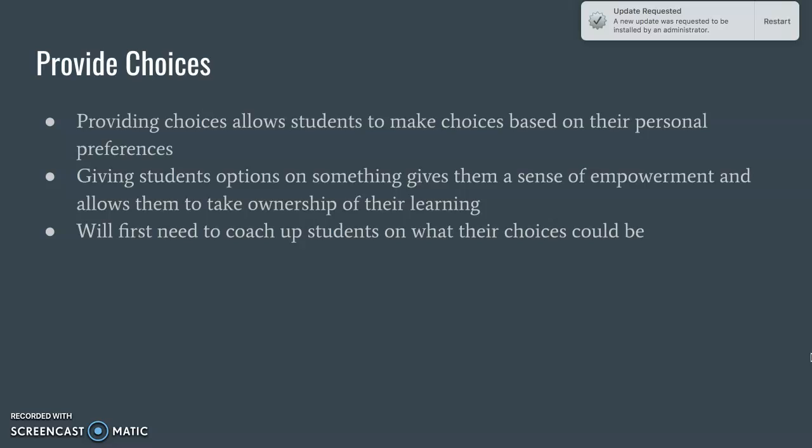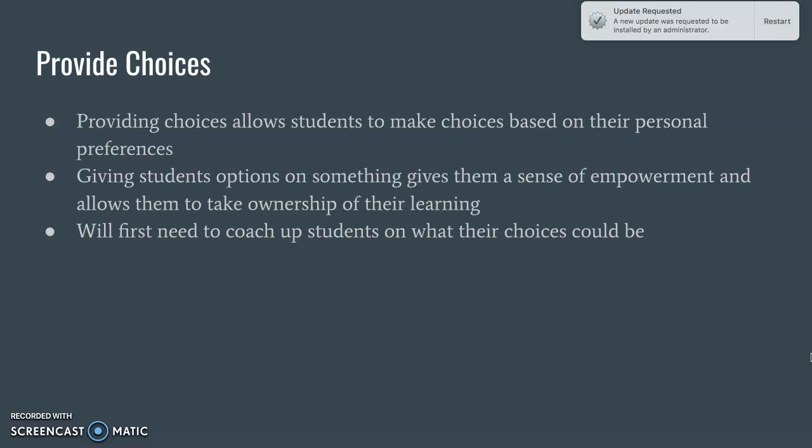My next strategy or best practice would be providing choices. I think providing choices allows students to make choices based on their personal preferences. I think giving them the option on something gives them a sense of empowerment over their work, and once they have that sense of empowerment, this really allows them to take ownership of their own learning.